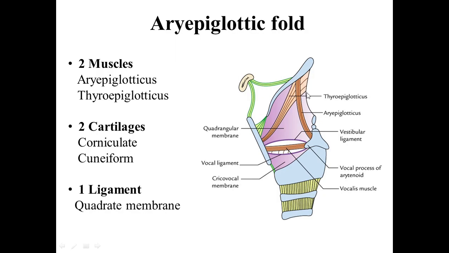So the aryepiglottic fold consists of two muscles, aryepiglotticus and thyroepiglotticus, two cartilages, the corniculate cartilage and cuneiform cartilage, and the upper border of the quadrate membrane. And this aryepiglottic fold is covered by mucous membrane and lined by stratified squamous non-keratinized epithelium.